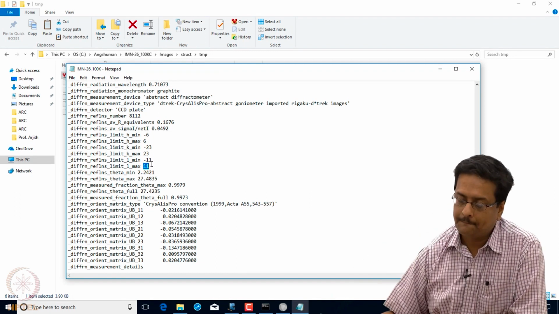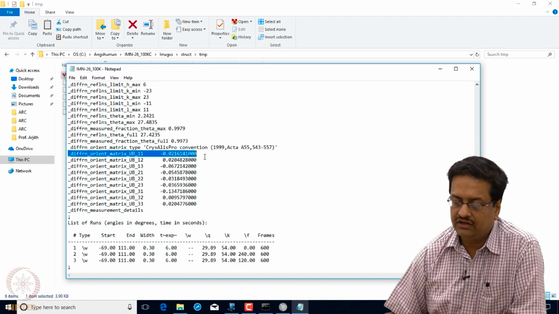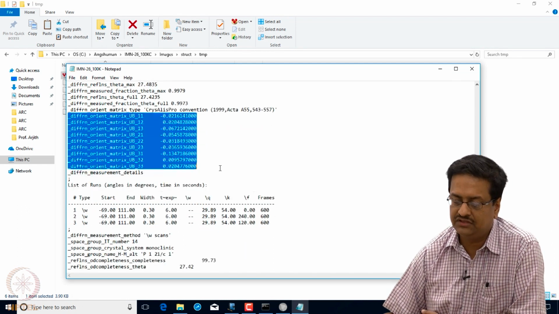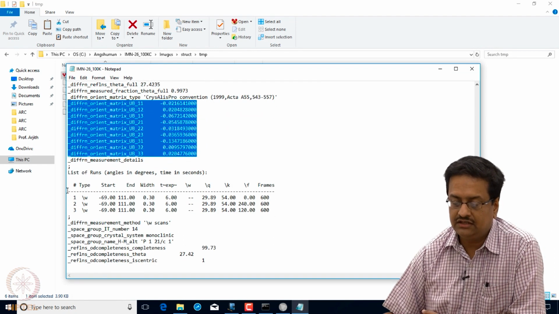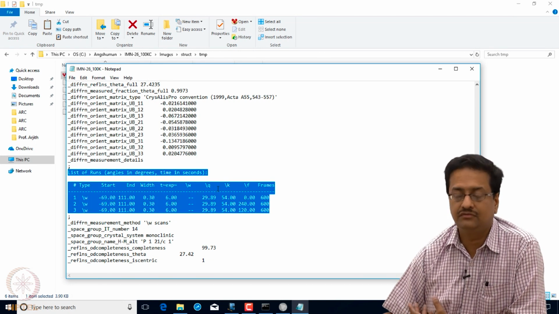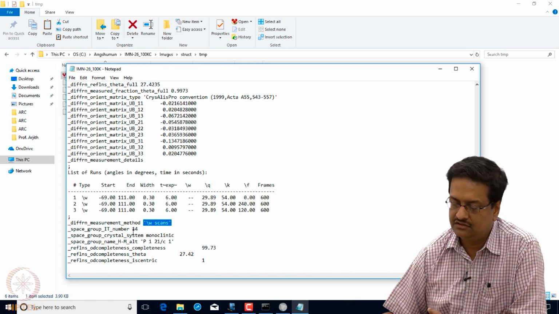And then here is the orientation matrix, how the crystal was oriented about the X-ray beam. Here it then lists all the runs that were done, which I have shown you during the data reduction process, and then here it says that this was done using the omega scan method.